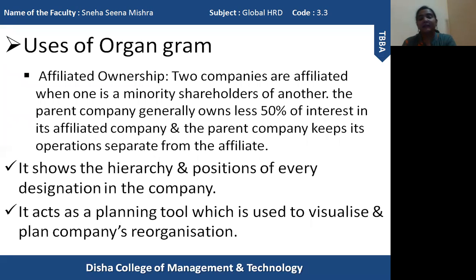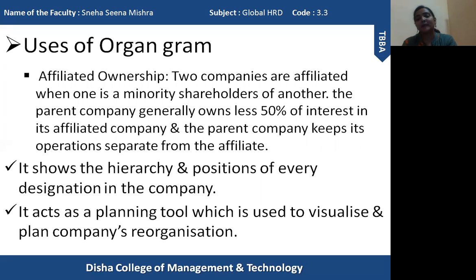See, the parent company will generally hold less than 50% of interest in its affiliated company, and the parent company does not interfere in the operations of the affiliate company. So affiliated ownership means there will be a parent company and there will be a subsidiary company. Parent company will be having less than 50% of shares or interest of the affiliate company, and they won't be involved in the operations of the affiliate company.